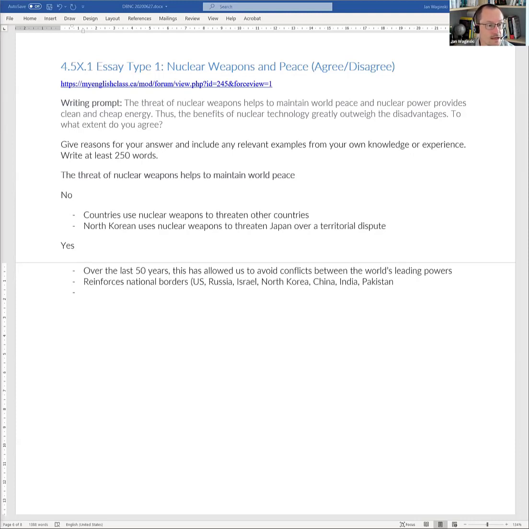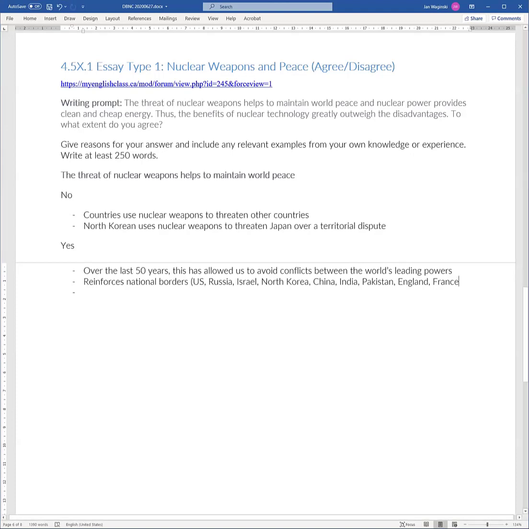So there's a list of states here that have nuclear weapons. We're missing a few big ones. England and France do. And I think we've got them all.